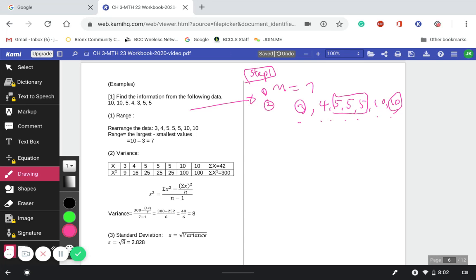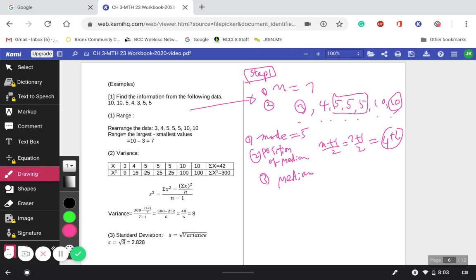So mode was 5, even though they didn't ask for it. What was the position of the median? It was n plus 1 over 2, so 7 plus 1 over 2, which is the fourth. What is the actual median value? Whatever the value at the fourth location. So first, second, third, fourth, which is 4, 5.